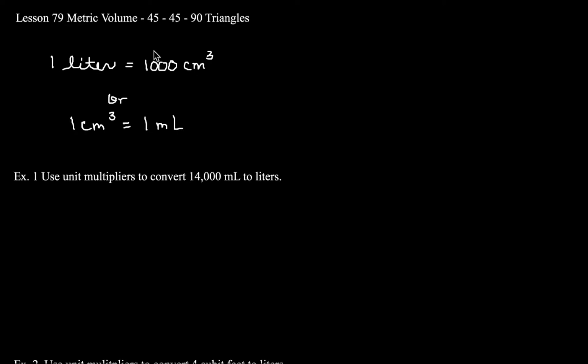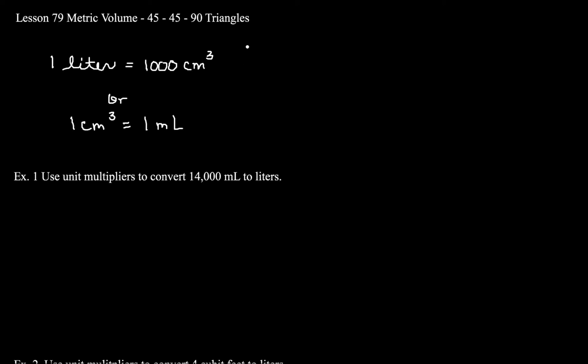Lesson 79 is a two-part lesson. We have metric volume and 45, 45, 90 triangles. So metric volume is a little bit different. We're doing volume. You can either measure the volume if you had a cubic centimeter.